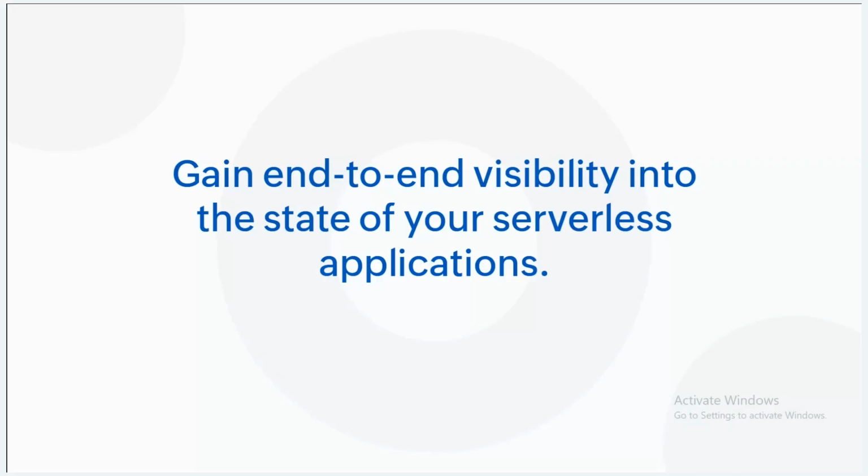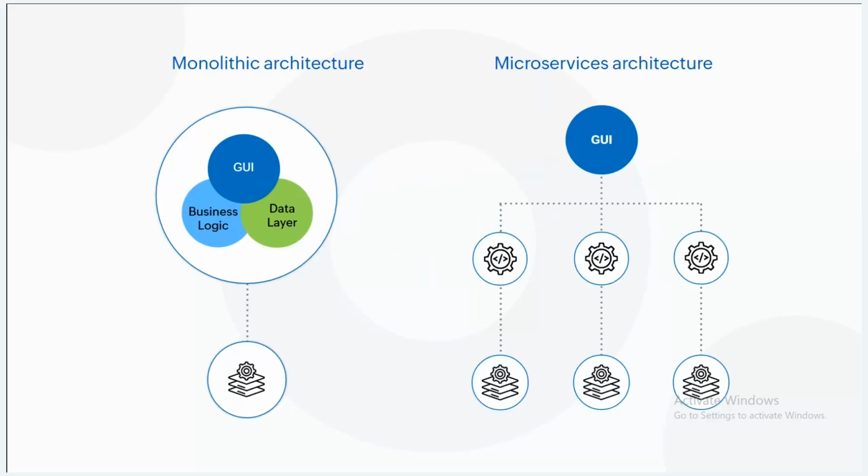Now let's move on to the next topic of the session, which is how to gain end-to-end visibility in your serverless application. But before we talk about serverless monitoring, let's see how application architecture has evolved. In the first monolithic model, the GUI, business logic, and database are all bundled into one large application. The problem? If you need to update or restart just one feature, you will have to restart the entire system, which causes downtime.